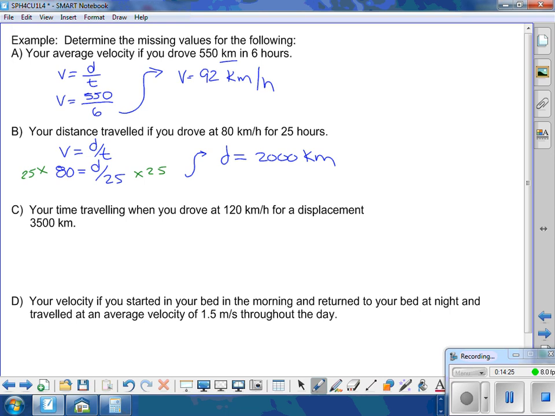Part c, your time traveling, when you drove at a velocity of 120 for a displacement of 3,500. We know our velocity was 120. We know we had a distance of 3,500 over time. Remember, you need to flip the fractions and put it over 1.